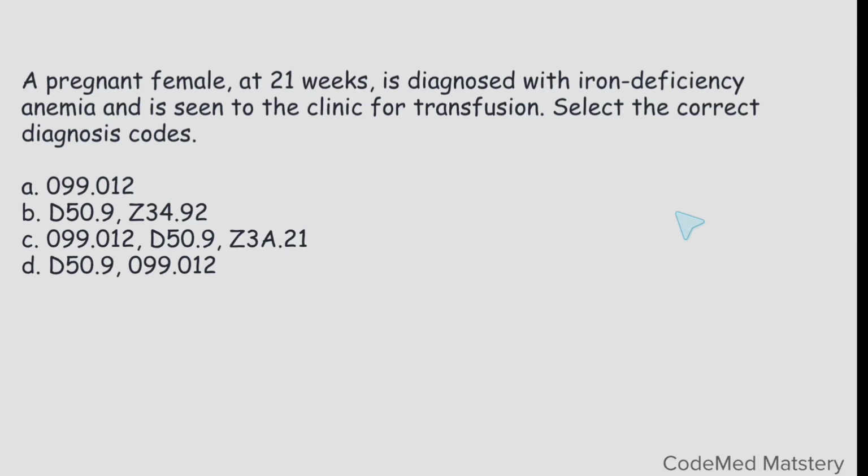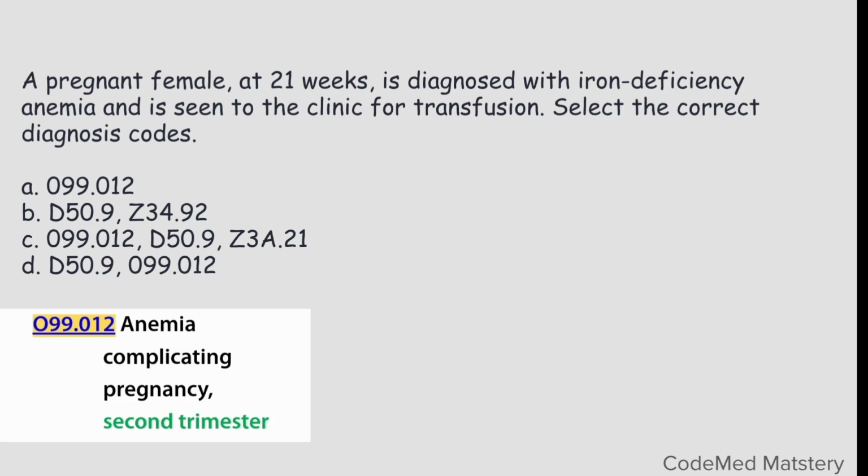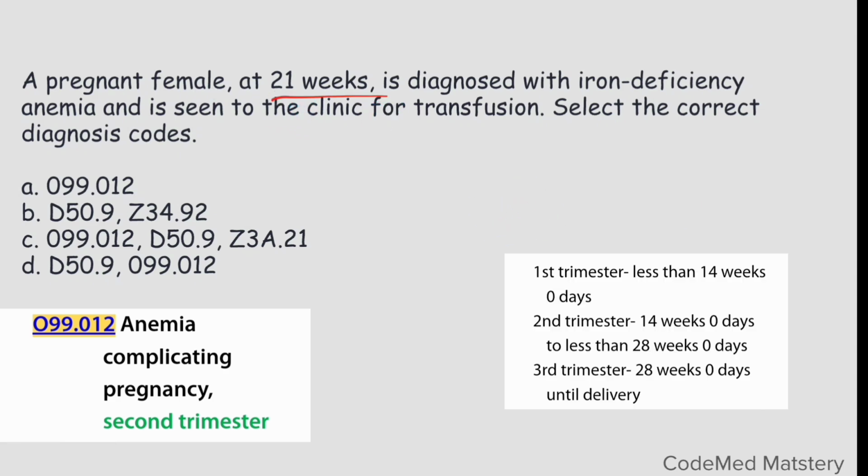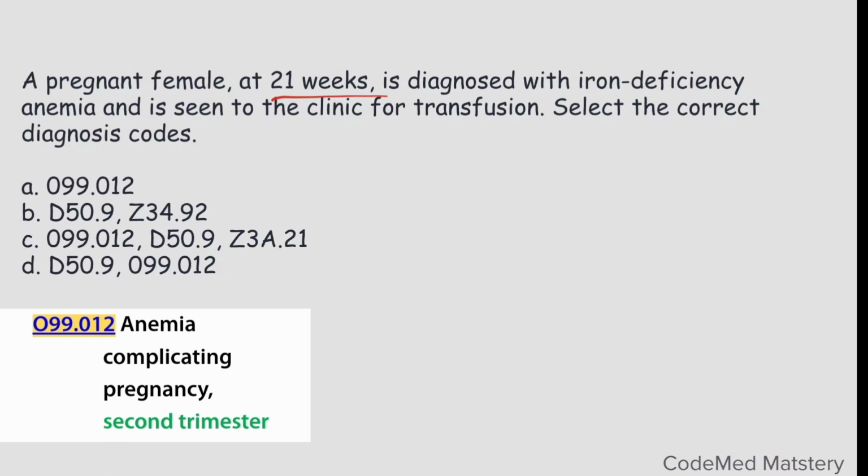Next question. Read the question. A pregnant female at 21 weeks is diagnosed with iron deficiency anemia and is seen in the clinic for transfusion. Select the correct diagnosis code. Check option A, O99.012. O99.012 is for anemia complicating pregnancy, second trimester. In the scenario, they have mentioned the pregnant female at 21 weeks. So 21 weeks comes under second trimester. Right, so O99.012 is the right code.